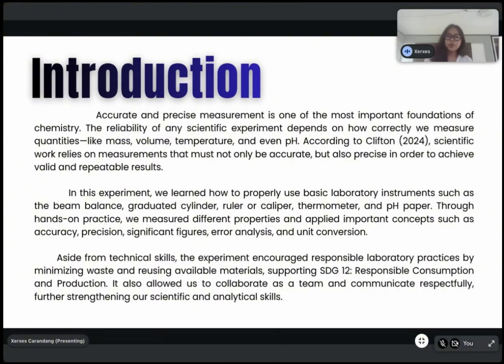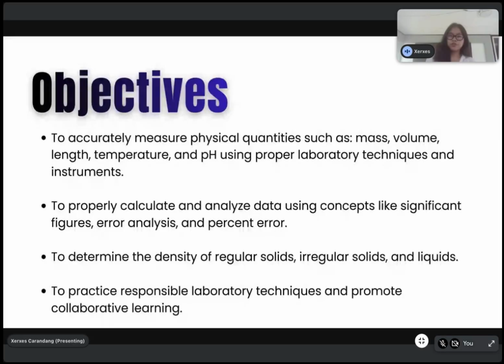The following objectives were observed and followed throughout the entire experiment. 1. To accurately measure physical quantities such as mass, volume, length, temperature, and pH using proper laboratory techniques and instruments. 2. To properly calculate and analyze data using concepts like significant figures, error analysis, and percent error. 3. To determine the density of regular solids, irregular solids, and liquids. And lastly, to practice responsible laboratory techniques and promote collaborative learning.